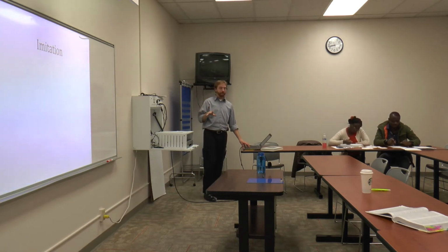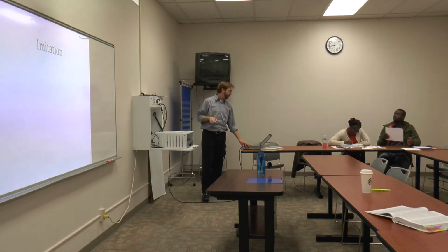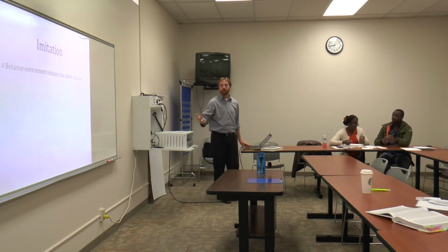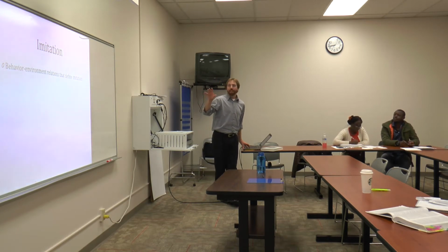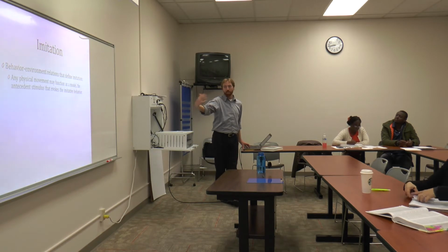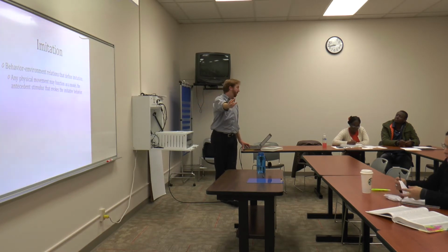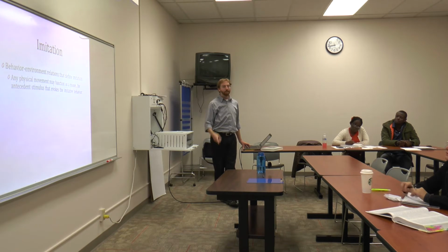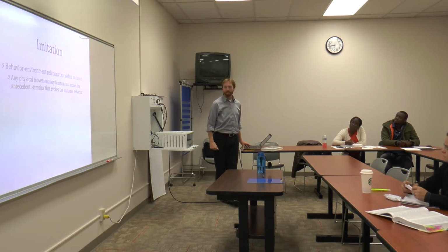This is a pretty easy concept. We see it all the time. So this just involves things that you need in the environment that define imitation: any physical movement may function as a model, the antecedent stimulus that evokes the imitative behavior. So there's some antecedent behavior, some movement that somebody sees and they repeat it. Pretty straightforward. We all innately know what imitation is. Once again, this book loves to make it a lot more complex.